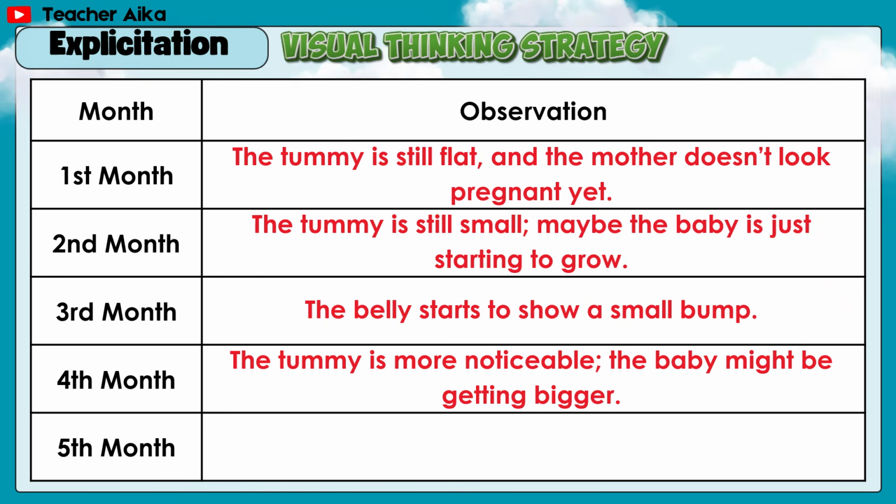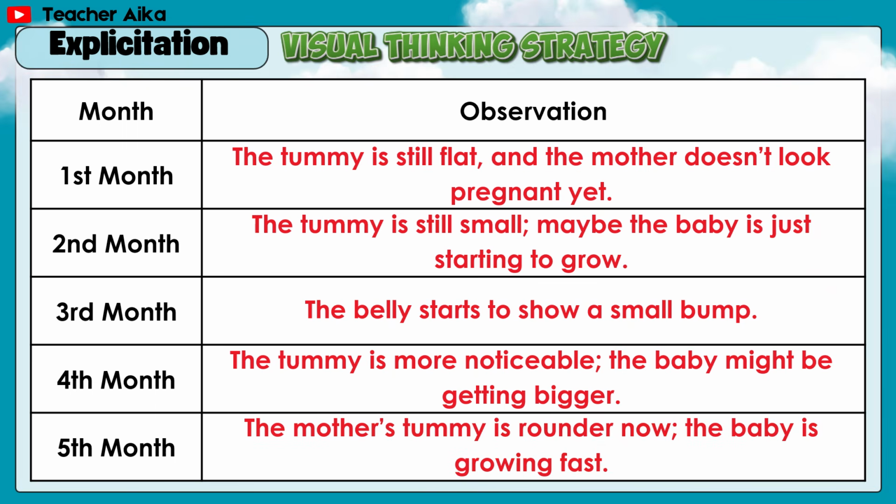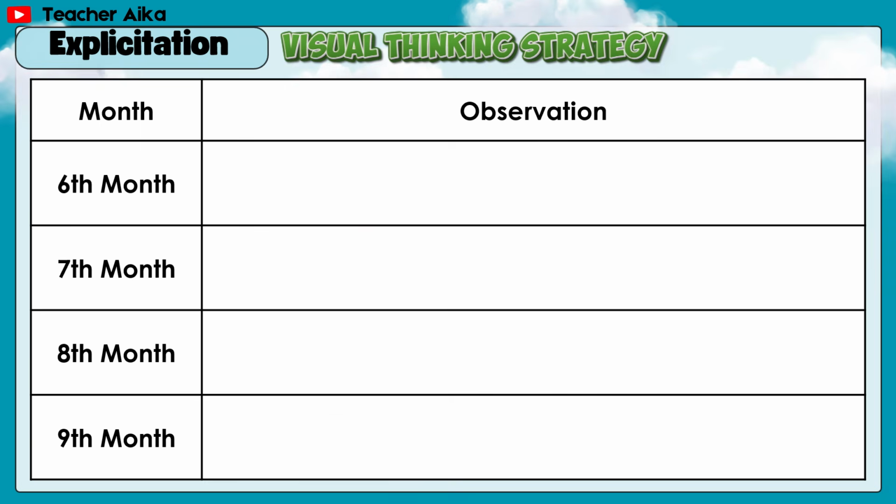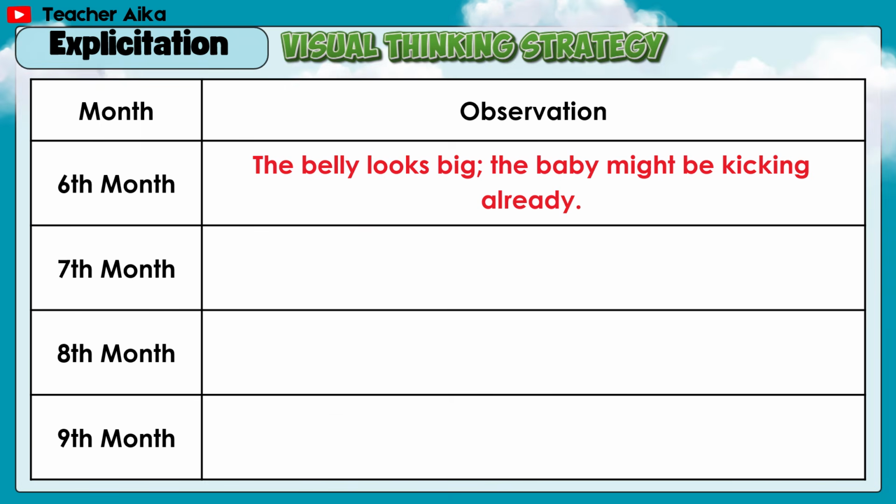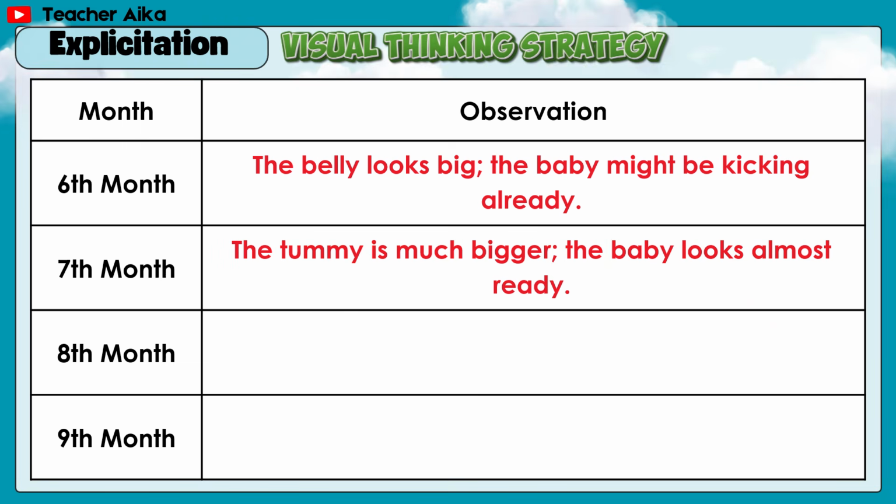Fourth month, the tummy is more noticeable. The baby might be getting bigger. Fifth month, the mother's tummy is rounder now. The baby is growing fast. Sixth month, the belly looks big. The baby might be kicking already. Seventh month, the tummy is much bigger. The baby looks almost ready.